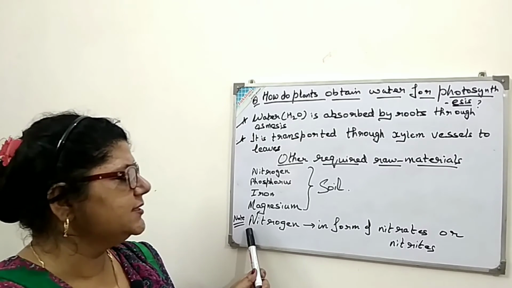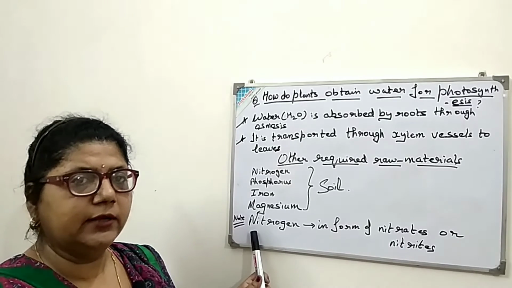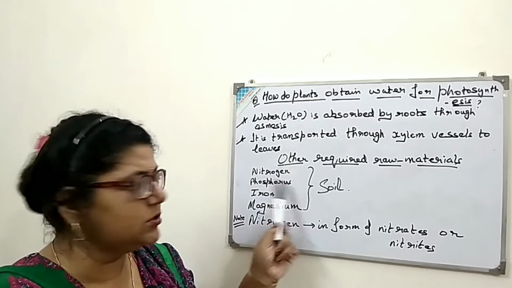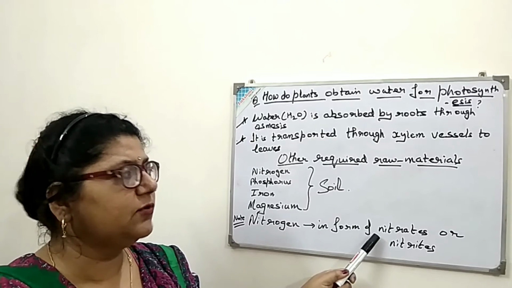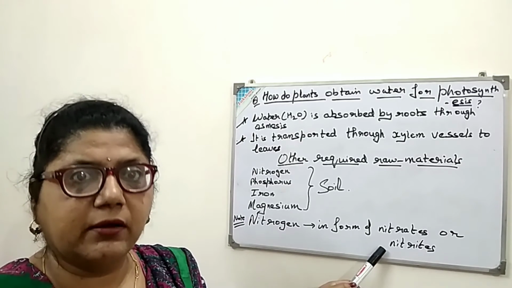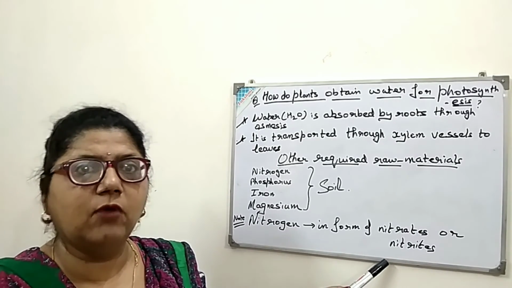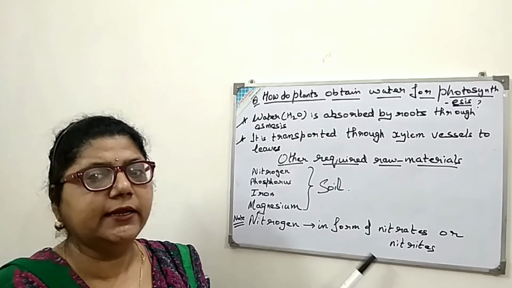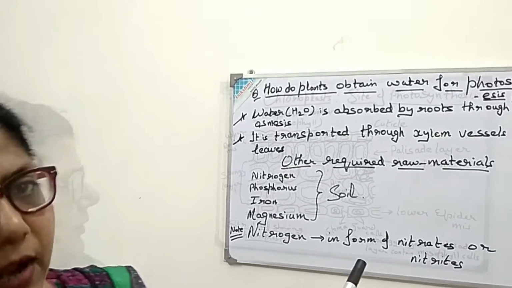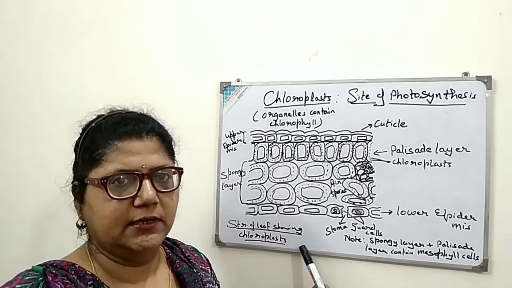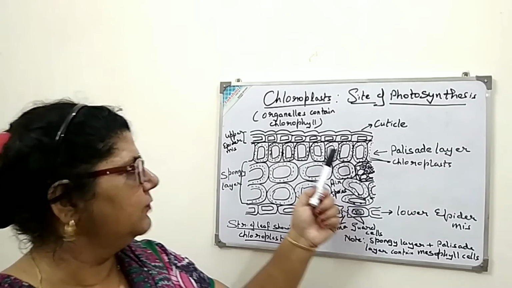And now I will tell you this point, that nitrogen is not taken in the form of nitrogen. First of all, it is to be converted by bacteria either in the form of nitrates or in the form of nitrites, and then it is absorbed by the plant. Now we will see the structure of leaf showing chloroplast. I will show you the structure of leaf.